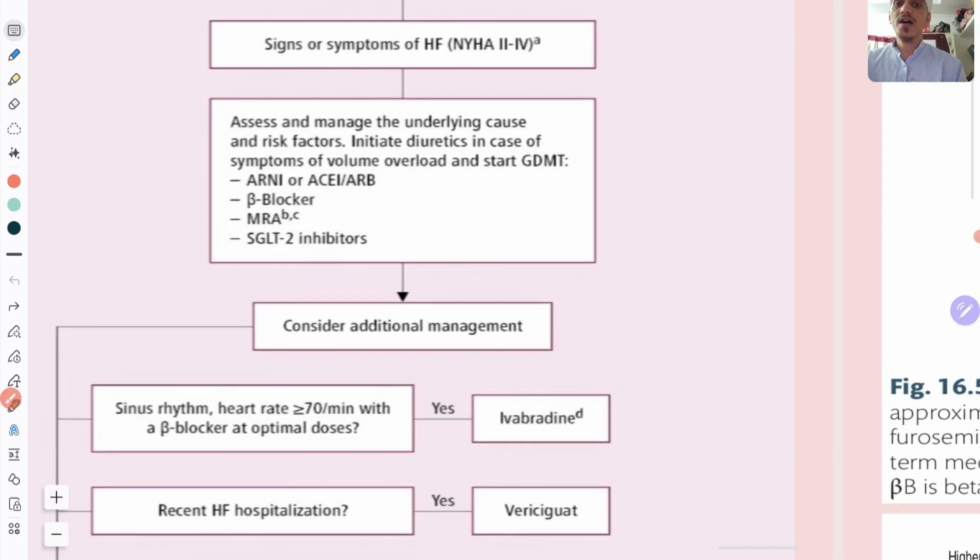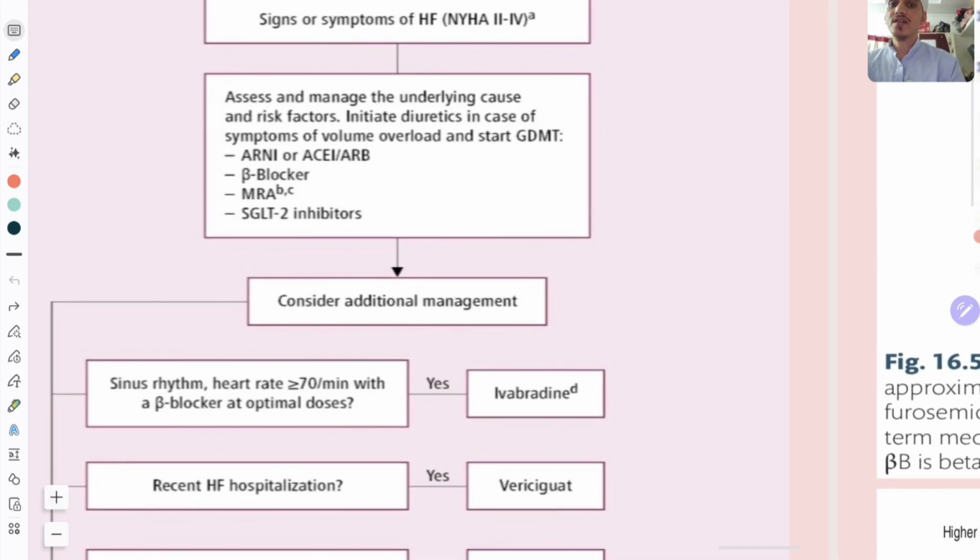So now, heart failure is there and signs and symptoms are there. Assess and manage the underlying cause and risk factors: dyslipidemia, diabetes mellitus, hypertension, all of this you should manage. Initiate diuretics in case of symptoms of volume overload. If there are symptoms of congestion like pulmonary edema, systemic congestion or pedal edema, you should give diuretics. Then start GDMT: treat the cause, treat the congestion, start GDMT. What is this? ARNI, beta blocker, MRA and SGLT2.